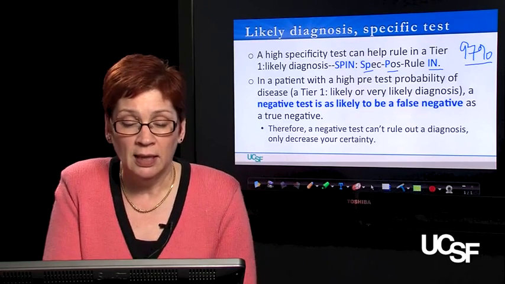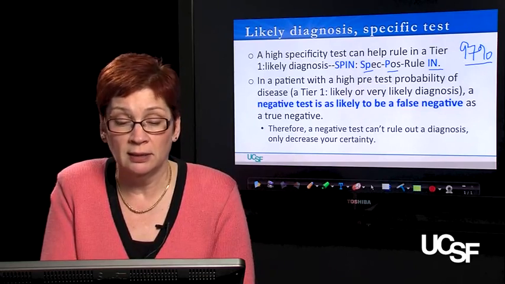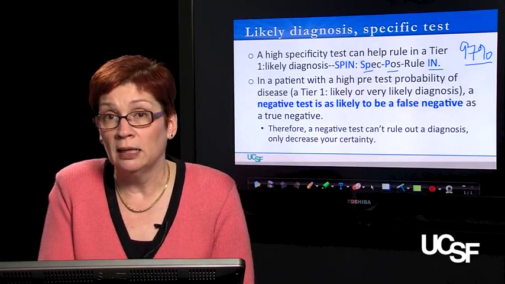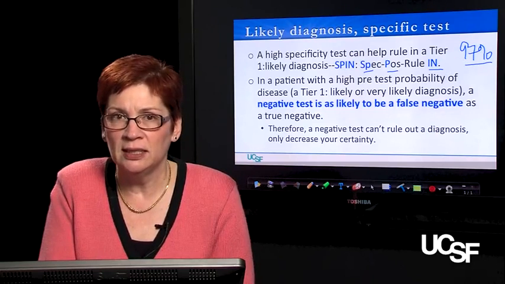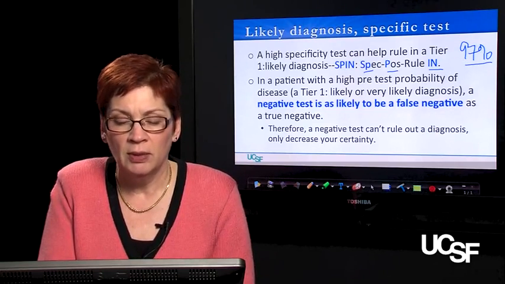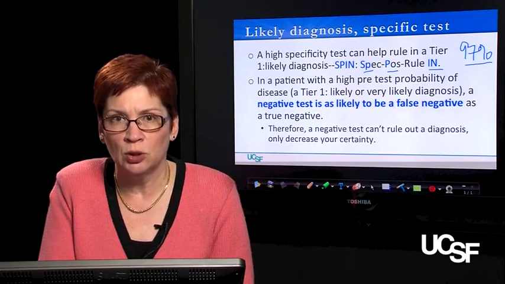But importantly, in a patient with a high pretest probability like Mrs. Triglione had, tier 1, a likely or very likely diagnosis, a negative test doesn't exclude the disease. This is really important because a negative test is as likely to be a false negative as it was to be a true negative.